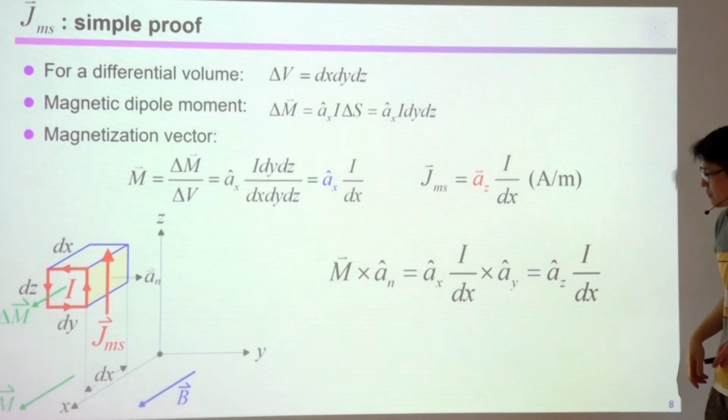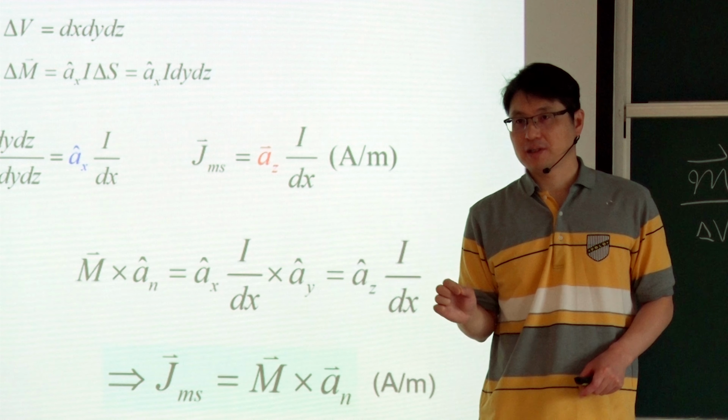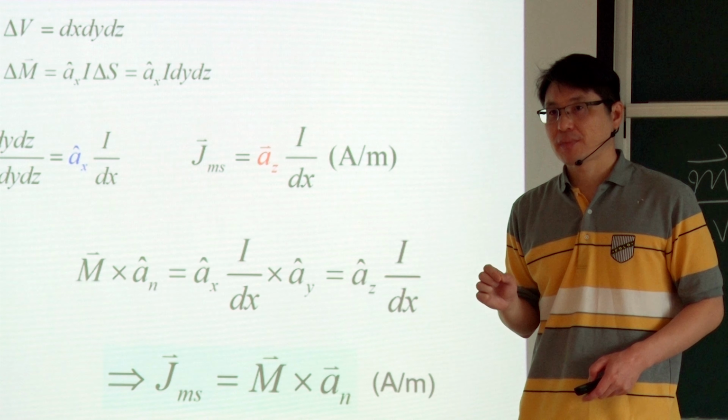Once you induce a magnetization vector, it produces the surface magnetization current density. Remember, its unit is ampere per meter, so it's more like a line current density. So this M cross a_n, where a_n is the surface normal, is indeed a valid description.